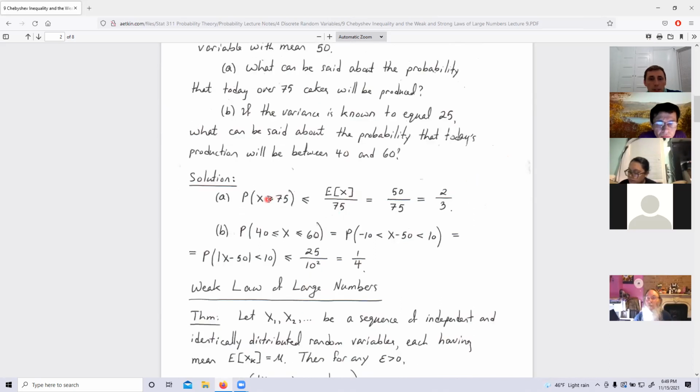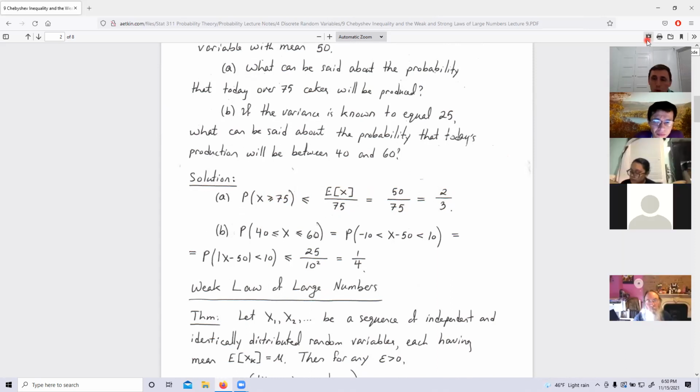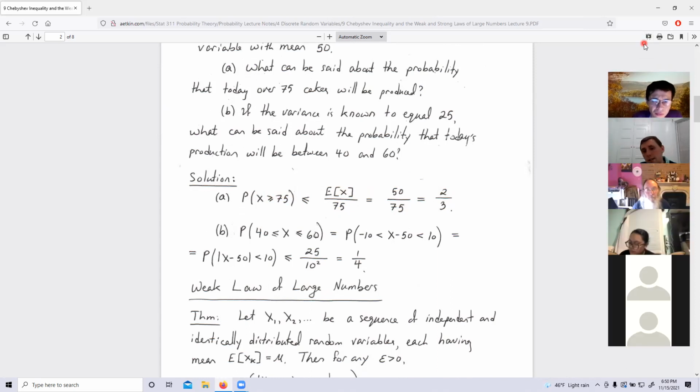So the probability that X is bigger than 75 is less than the expected value divided by 75. That's what I know for sure. That is 50 over 75, so it's 2/3. So I know that the probability that 75 cakes or more will be produced is less than or equal to 2/3. It could be much less. I do not know that, but I have an upper bound for the probability. It cannot exceed 2/3.